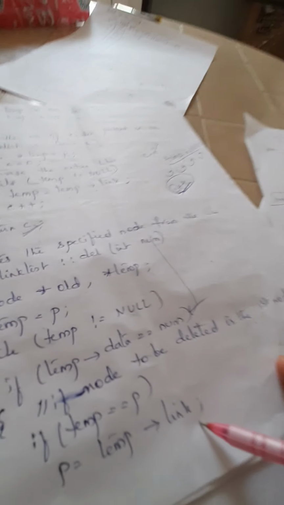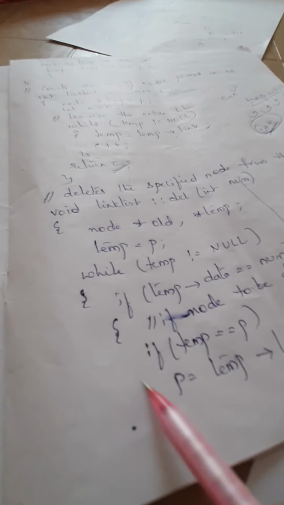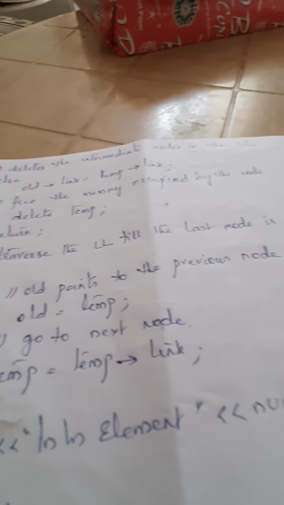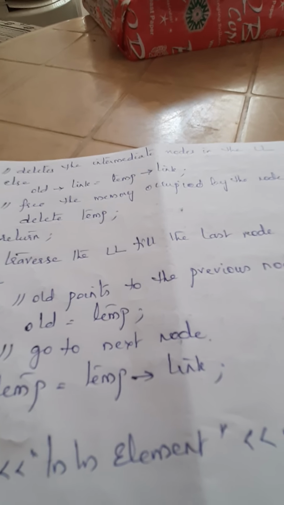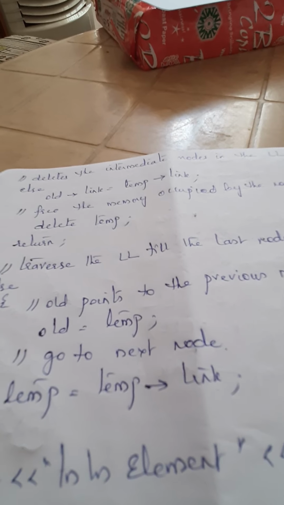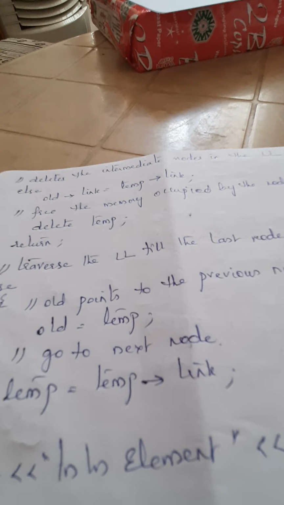Now here remember that the if part will not get executed, because since it is the first node and the only node that is present, you can't delete this. So this if part will not execute and it will enter into the else part here. So in the else part, what is happening? old of link is equal to temp of link. Free the memory occupied by the node using the delete operator. Delete temp. So when you delete the temp, the link will be deleted, and when the link gets deleted, automatically the node gets deleted.